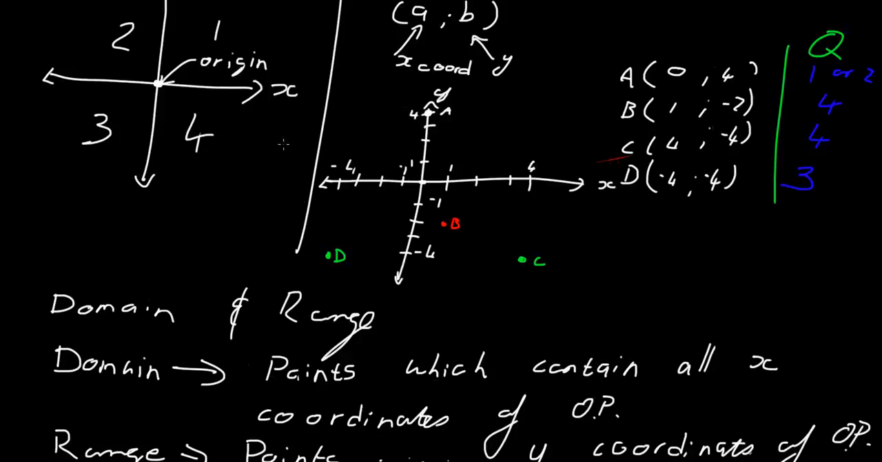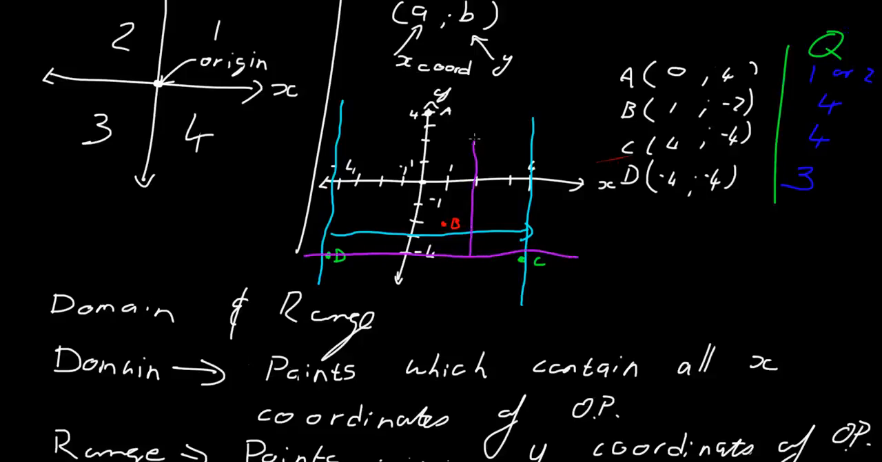Let's look at the domain. Can you see that if we look at all of our points, they lie between negative 4 all the way up to 4? Can you see that? And our range, the points start at negative 4 on the y-axis, and they go all the way up to positive 4 on the y-axis.